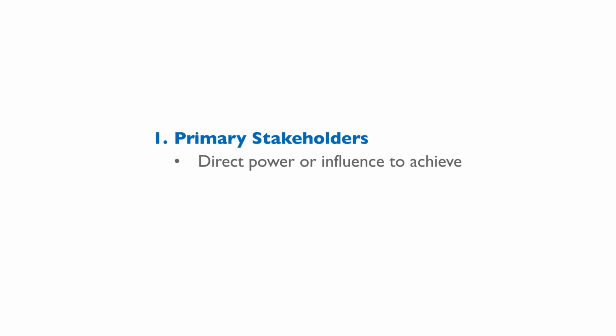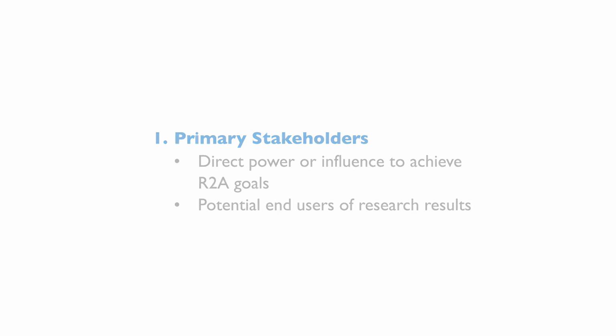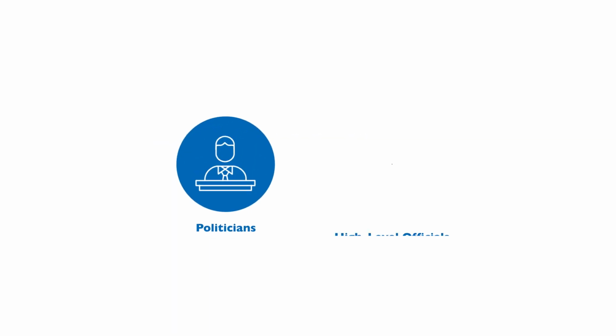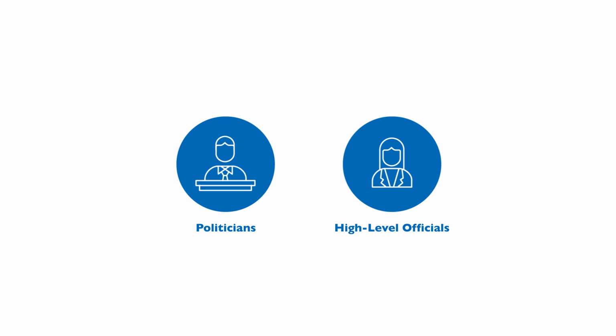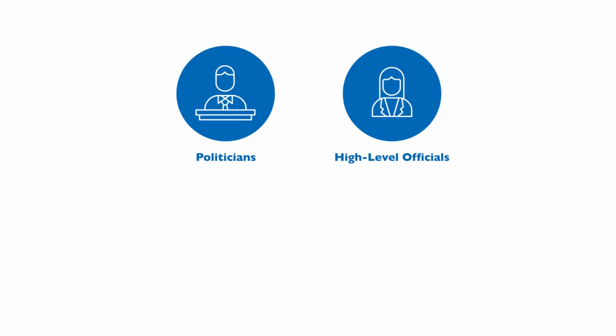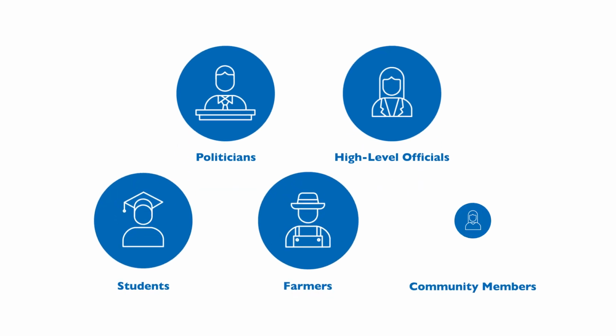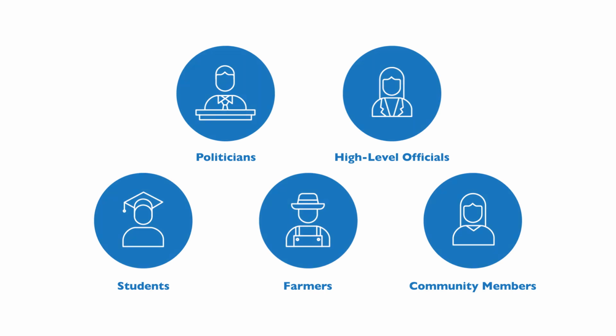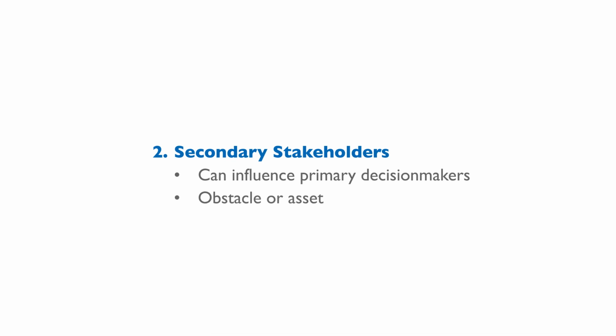They have direct power or influence to achieve the R2A goals, or they are potential end users of the research results. Primary stakeholders can be politicians and high-level officials, but depending on your R2A goals, they can also be students, farmers, or community members. Secondary stakeholders can influence primary decision makers. Remember that secondary stakeholders can either be an obstacle or asset to your goals.